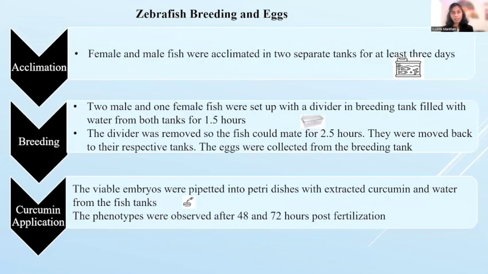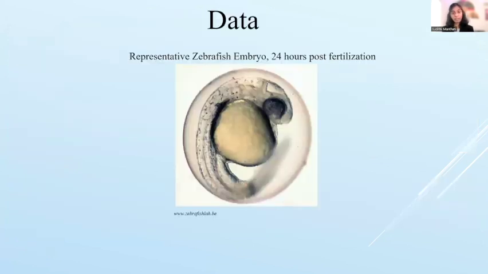I also bred my zebrafish and collected the eggs. The viable eggs were pipetted into petri dishes with extracted curcumin and water from the fish tanks 24 hours post-fertilization. I then viewed the phenotypes after 48 and 72 hours post-fertilization to observe the severity of mutations. This is representative of a zebrafish embryo 24 hours post-fertilization. This is what all my embryos looked like when I started my experiment.